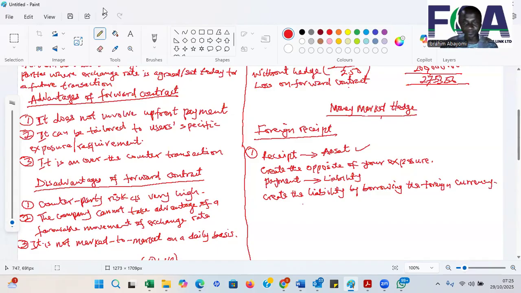Now, when I borrow, how much do I need to borrow? Let me explain this. Let's say my receipt is 5,000. To create a liability, if I go and borrow 5,000, that's a problem. What's the problem? This liability will be accruing interest.